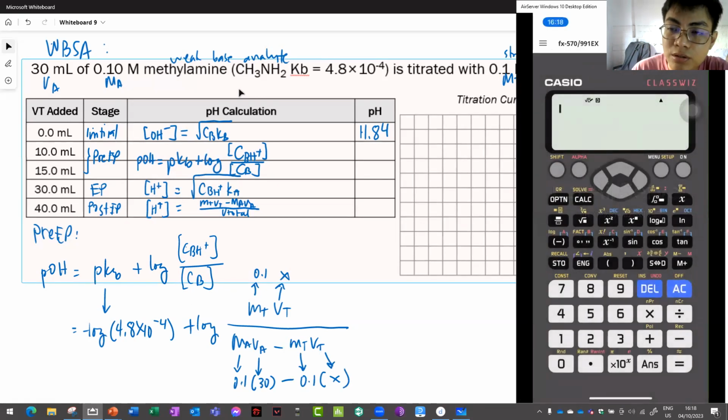So, pOH to. Okay, pOH yan. Ano gagawin mo para makuha mo yung pH? Subtract mo yan sa 14. So, 14 minus that entire thing. So, pKb, negative log of 4.8 times 10 raised to negative 4.